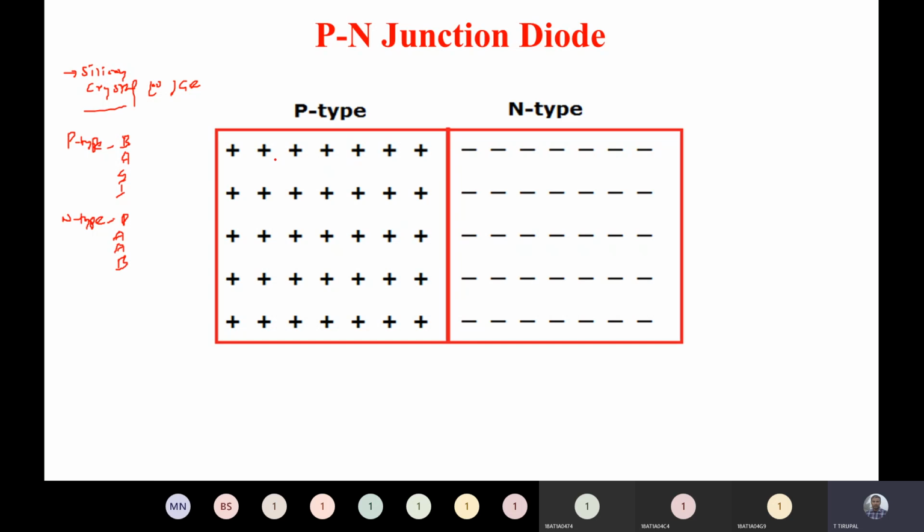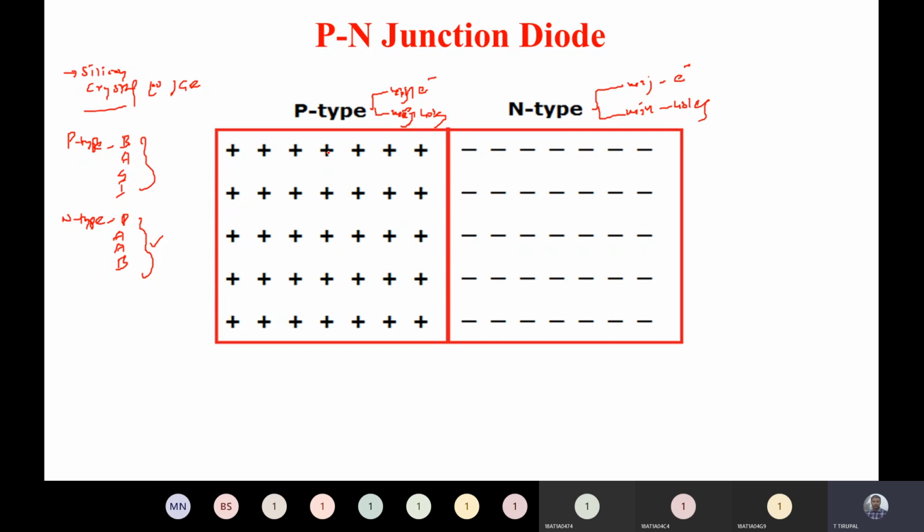So add P-type impurities towards one side, and add N-type impurities towards the other side. It will form like this. So this is the P-type, where the majority charge carriers are holes and the minority are electrons. And this is the N-type semiconductor, where the majority charge carriers are electrons and the minority charge carriers are holes.